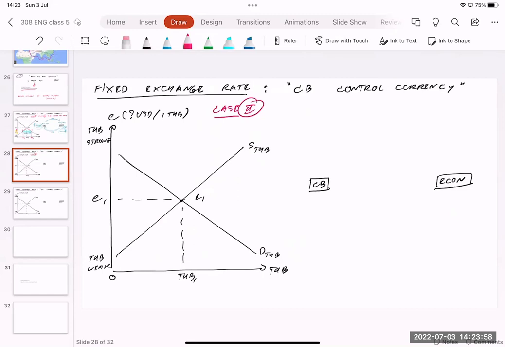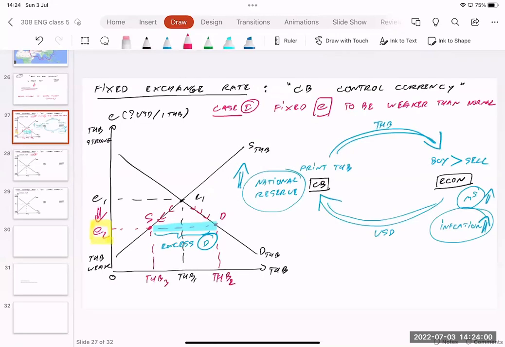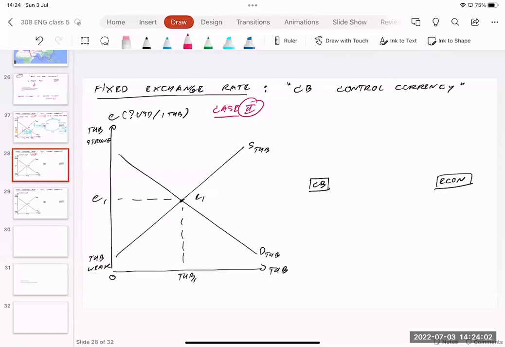Case number 2 is the opposite case. In the first case, you fix the currency to be weaker than normal. Now you fix the currency to be stronger than normal.